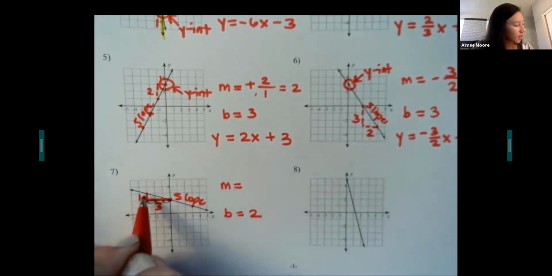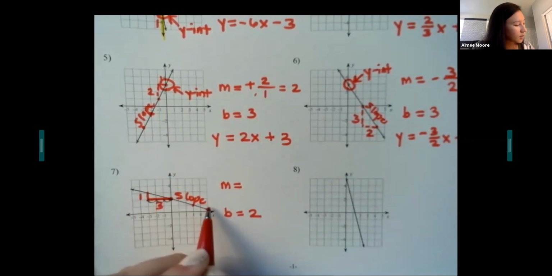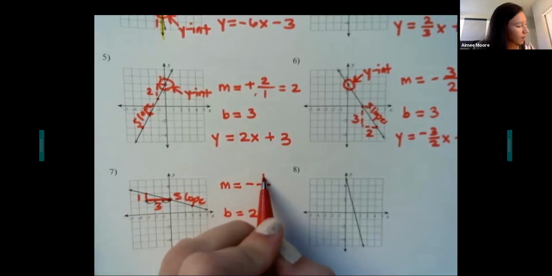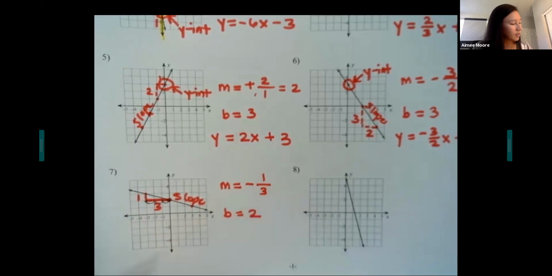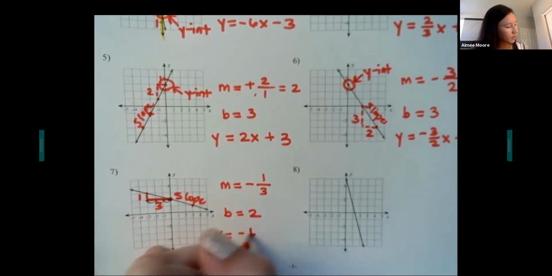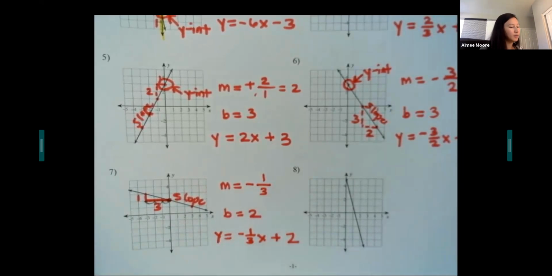So then you're right, our rise was 1. First, let's do our sign. Our slope's going down, so it'll be negative, and then our rise is 1, and our run is 3. So then our equation is y equals -1/3 x plus 2.